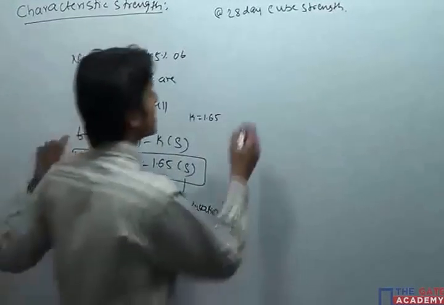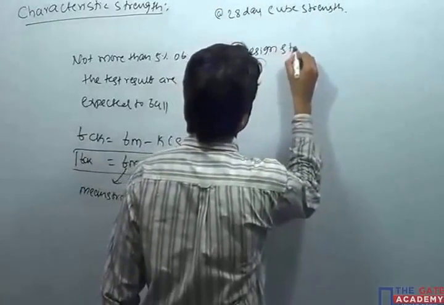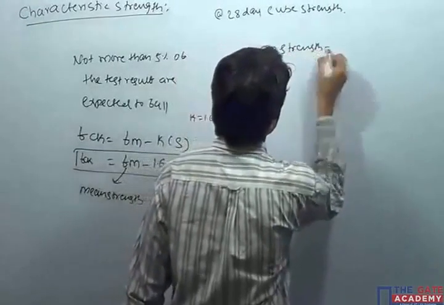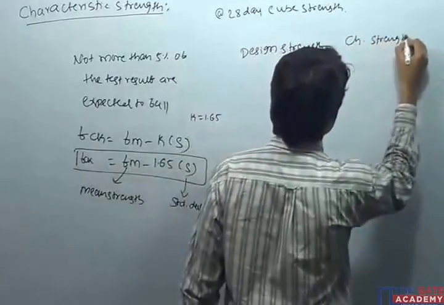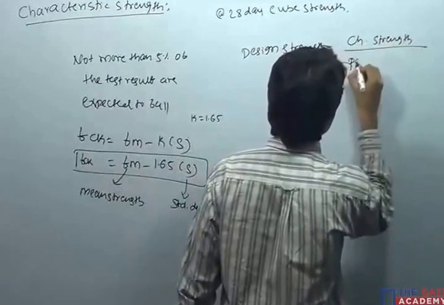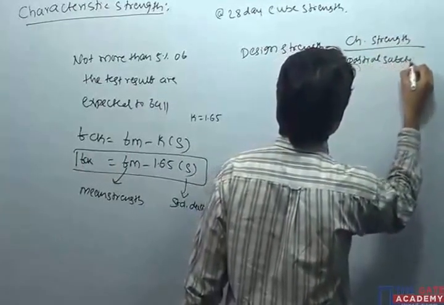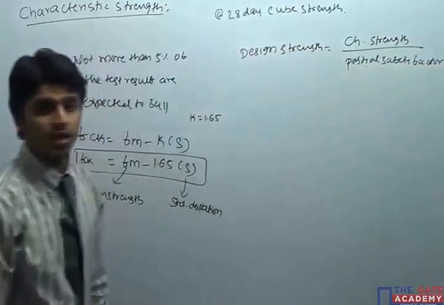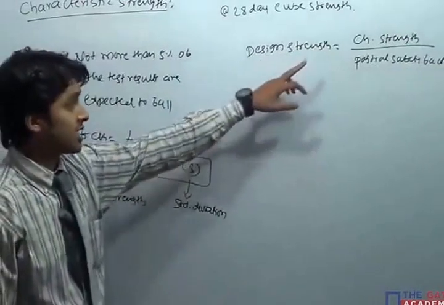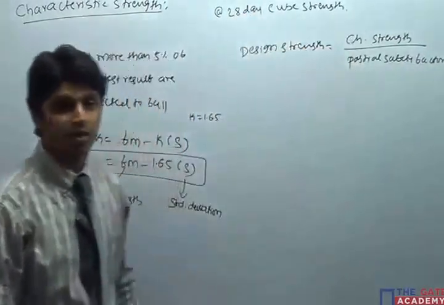So what will be the design strength? Design strength is equal to characteristic strength divided by partial safety factor. Design strength is nothing but characteristic strength divided by partial safety factor.